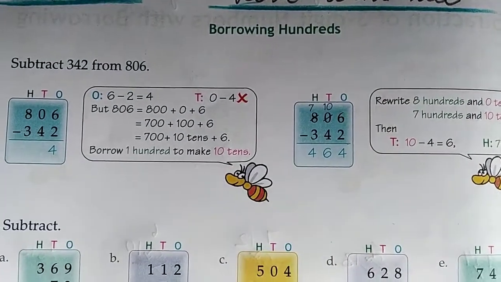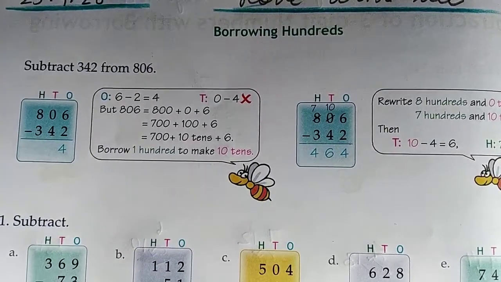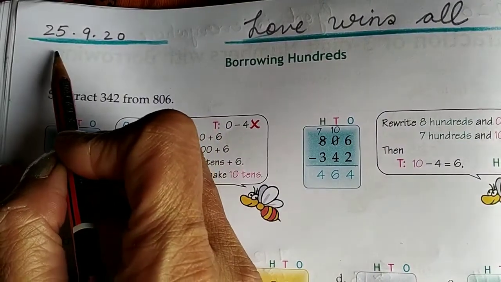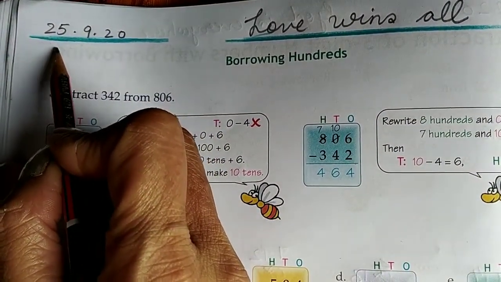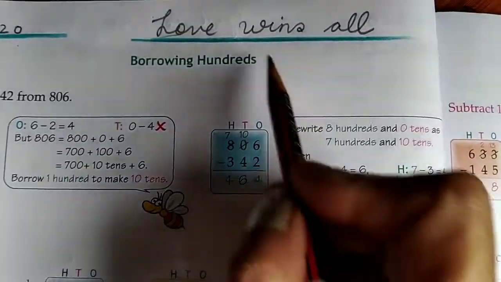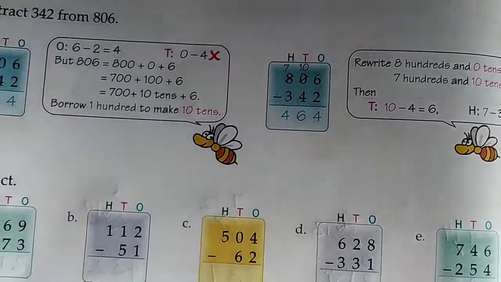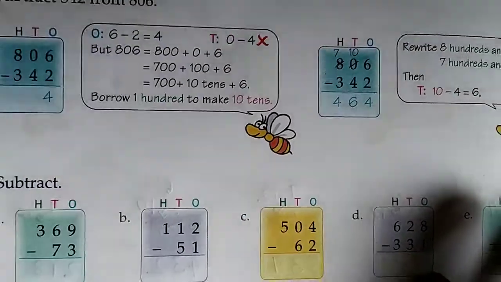So everyone take out your book and open page number 52. Okay? And write down date and quotation. Today's date is 25/9/2020 and the quotation is love wins all. Okay, so students, let's start our sum.